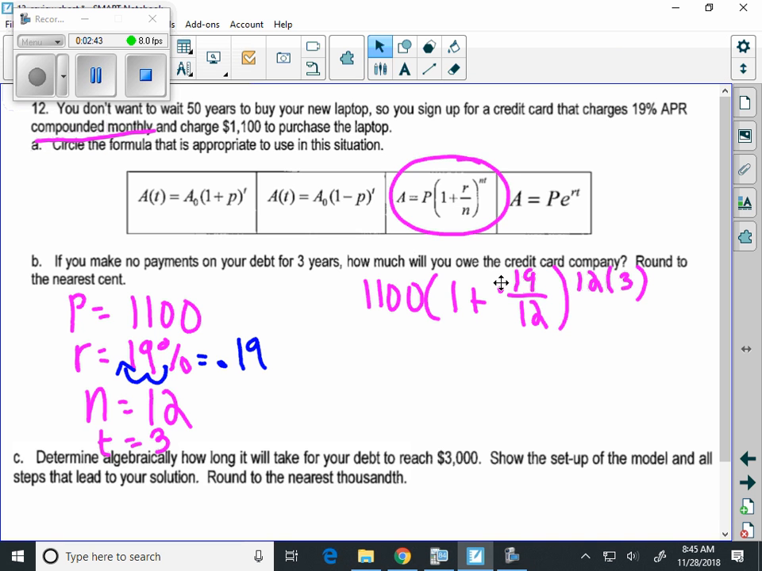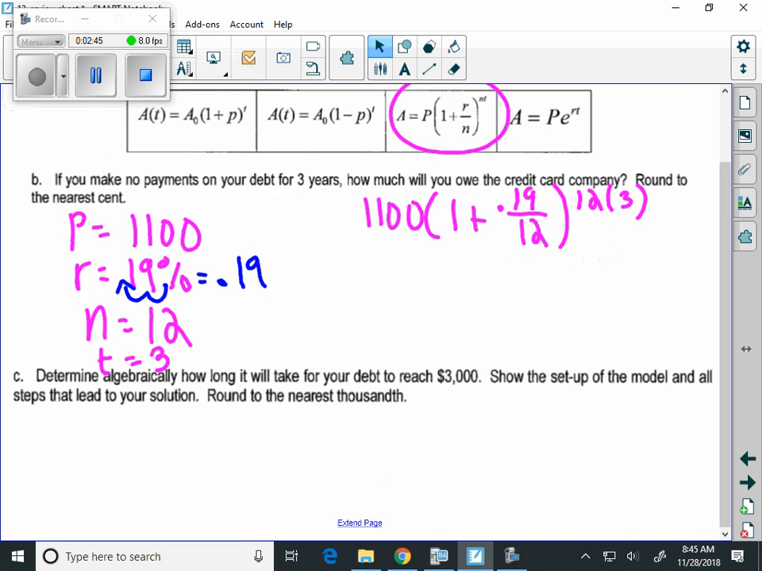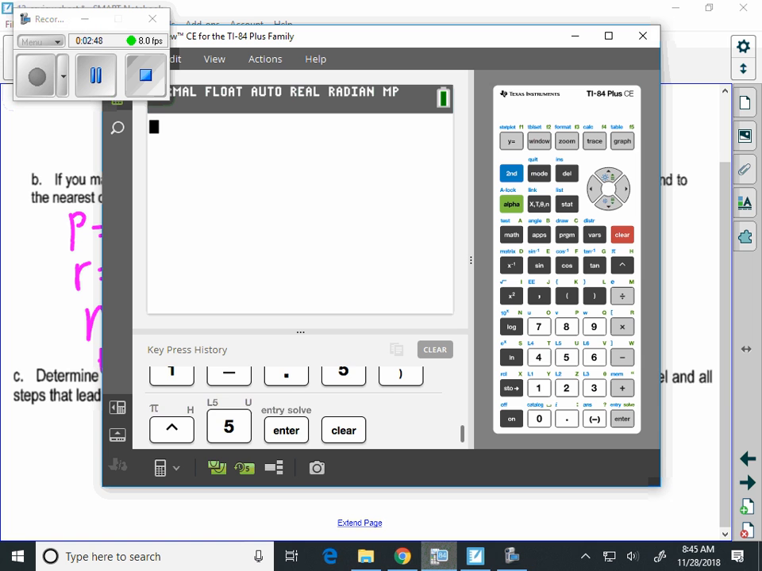So we pull out our calculator, and we've got 1,100 times 1 plus 0.19 divided by 12, close the parentheses, to the, and if you have an old calculator, put parentheses right now, 12 times 3. If you have a newer calculator, you don't need to put the parentheses, but if you have an old calculator, you need to put the parentheses.